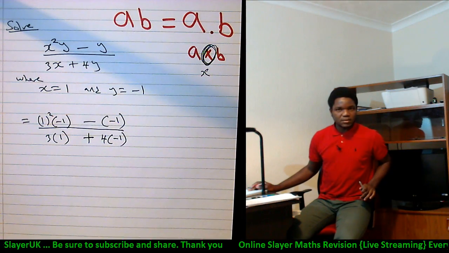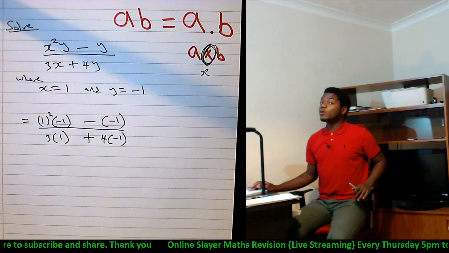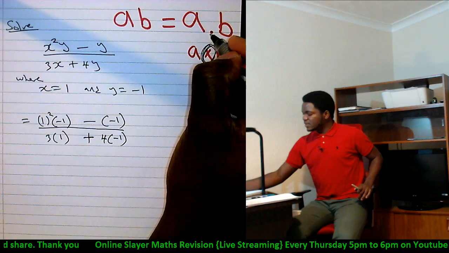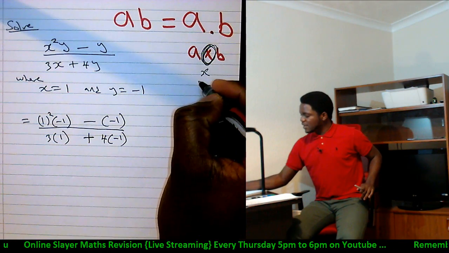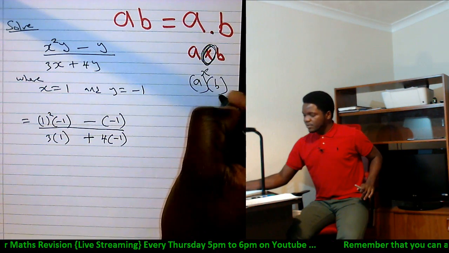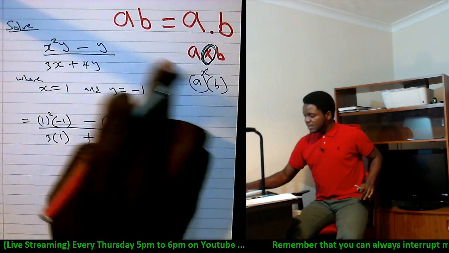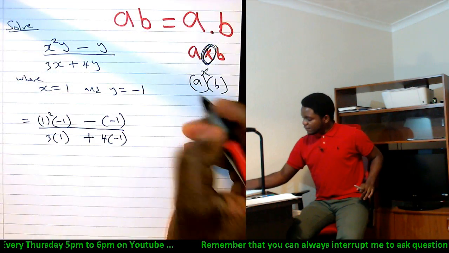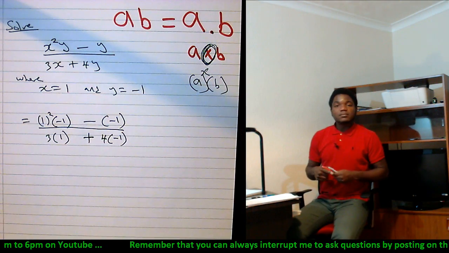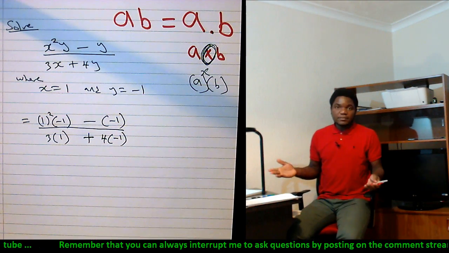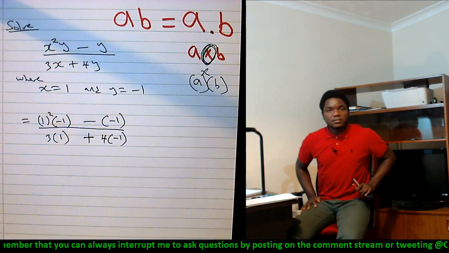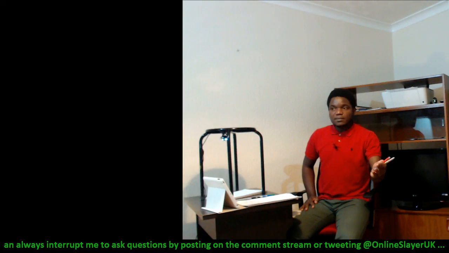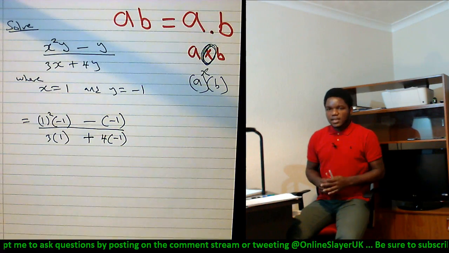A 0. So there are two ways you can solve your problem. It's either you leave it as a dot or you just write it like this, A, B. But this is the same thing as AB. So if A is 2 and B is 3, what is AB?